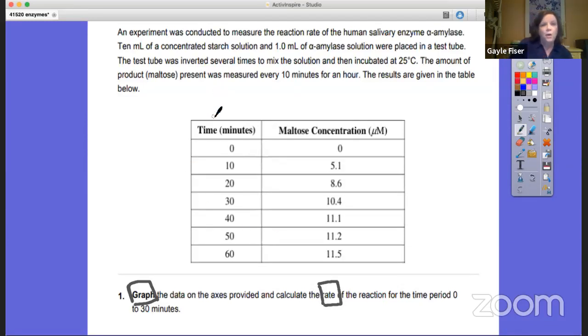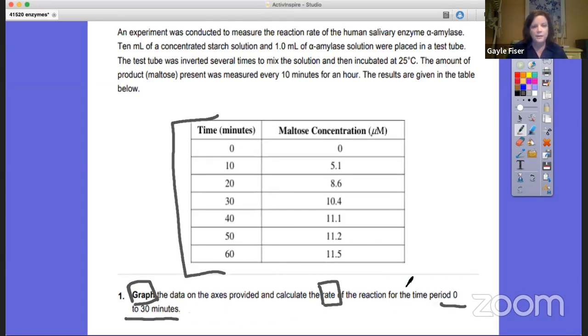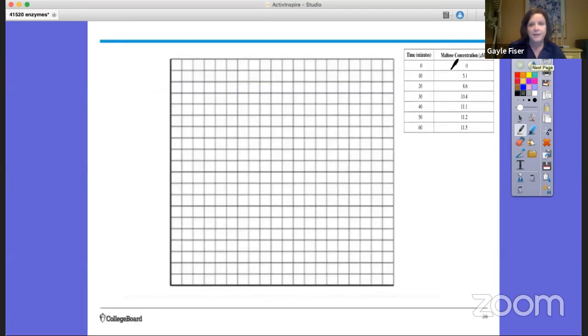So now we're going to graph something. We're dealing with time. So I think you know what kind of graph to make with this, and it's going to be an enzymatic rate. So we're going to graph, and then we're going to calculate the rate. We'll look at the rate period between 0 and 30 minutes. So let's go graph this. We can graph it together. Here is our time, and there's our micromolar concentrations of our maltose. Okay.